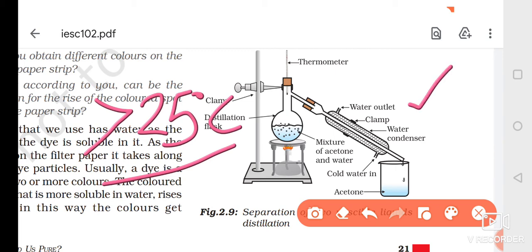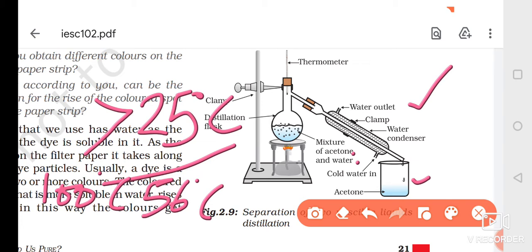So in distillation, I have this distillation flask. In this flask, I have taken the mixture of acetone and water. This is a condenser and this is a beaker here. So I have my mixture in the distillation flask, and I'll start heating it. Now the boiling point of water here is 100 degrees Celsius and the boiling point of acetone is 56 degrees Celsius. So you can see that there is quite a good difference between the boiling points of the two liquids.